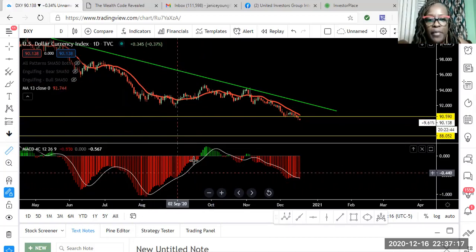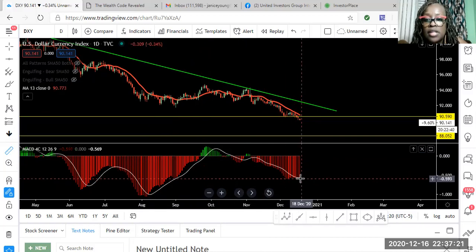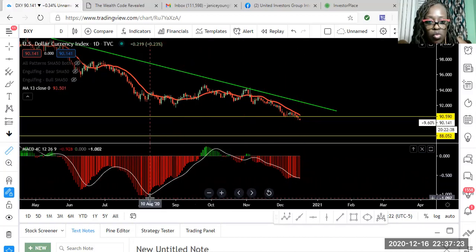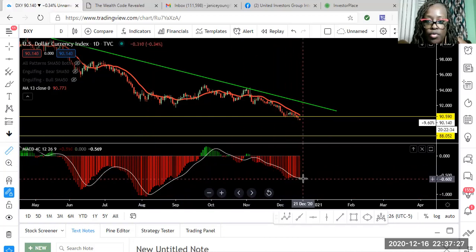So that gives you an example of how that works. Now we're back in a situation similar to this one, right? That's what's forming now. You see the nice little curve. Now, what are we looking for? We're looking on the MACD.